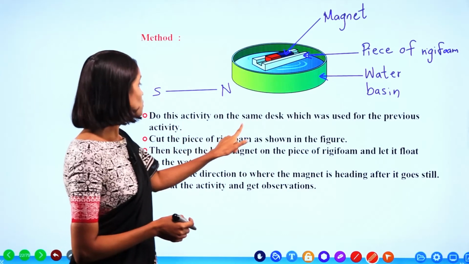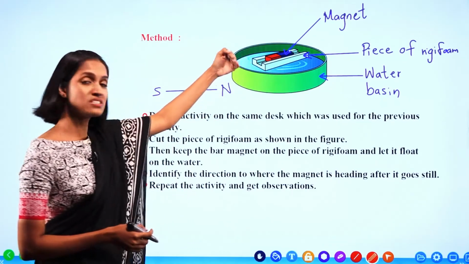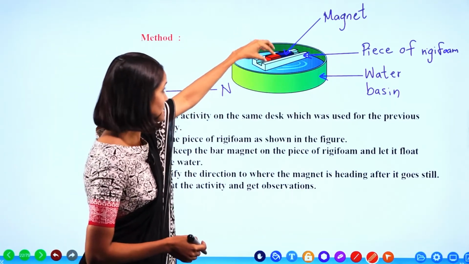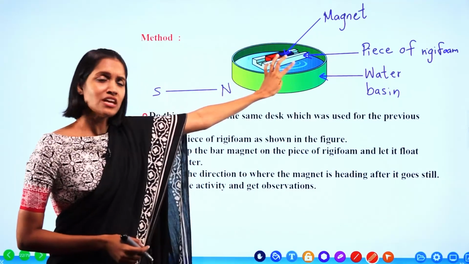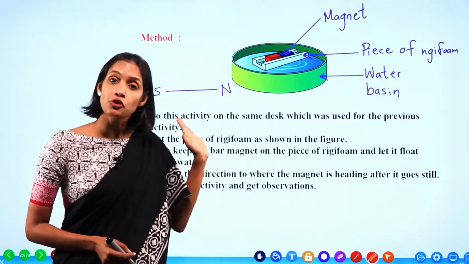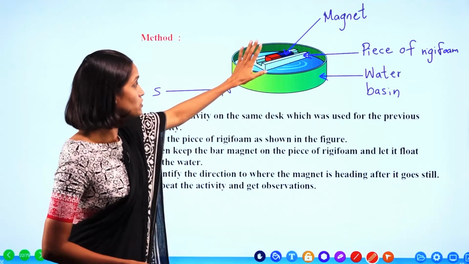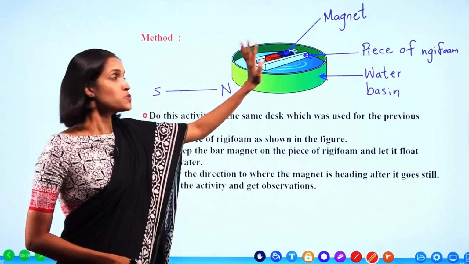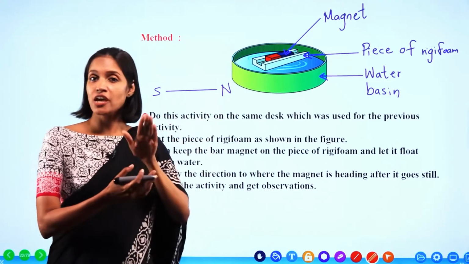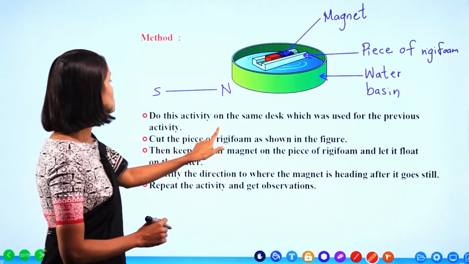Cut the piece of rigiform as shown in the figure. Look at this one. A piece of the middle part of the rigiform is removed so we can insert the magnet into this one. Right? If we use double tape, we can paste this magnet to the piece of rigiform as well. So why do we have to use this piece of rigiform? Because we need to make this magnet float on water. That's why we place this magnet on the rigiform. Even without cutting a shape like this, if we paste the magnet to the piece of rigiform, that also would be fine. So cut the piece of rigiform.